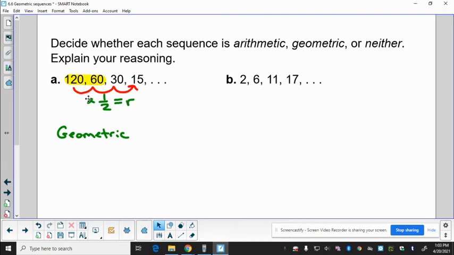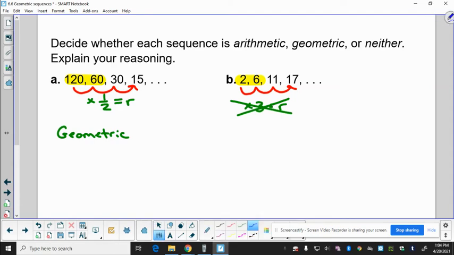All right, part B. What do you think? Can you identify a pattern from 2 to 6 to 11 to 17? Well, let's think about this. If I take a pair of numbers and I divide those, then I would get 3 as a common ratio. But does that work? 6 times 3 would be 18. No, that does not work. That is not geometric.